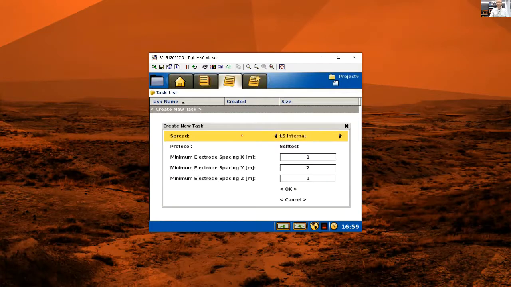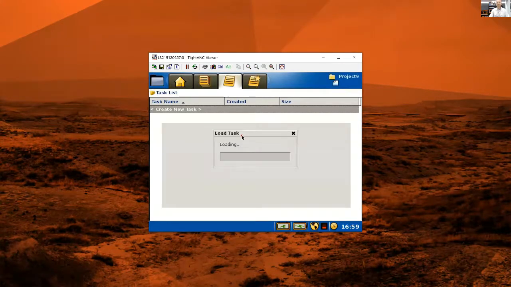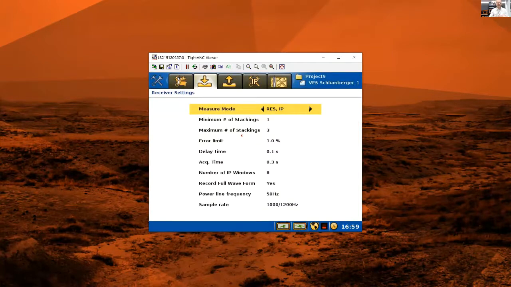So what I do is I just tell the instrument what type of measurement I want to take and what cables I've got attached. So in this instance, I have a set of VES cables attached that are going to use C1, C2, P1, P2, 4 connectors on the end panel. And then I choose which type of VES measurement I want to take. And I'm going to choose a Schlumberger measurement. Say OK. That will then automatically take me to the settings pages.